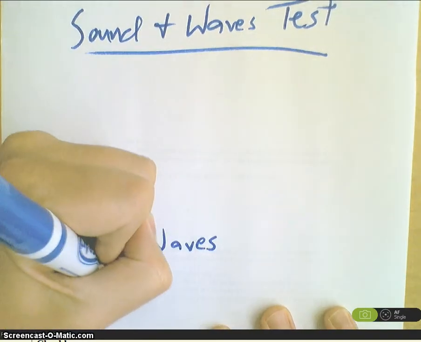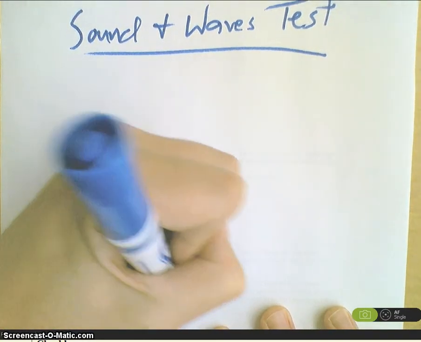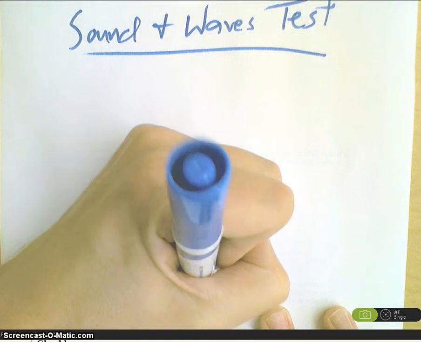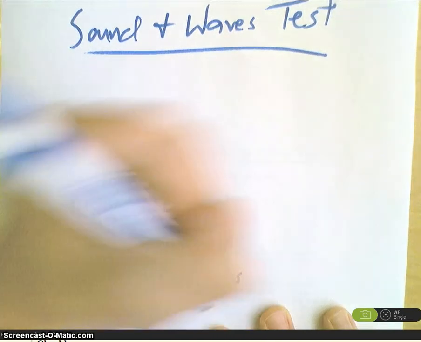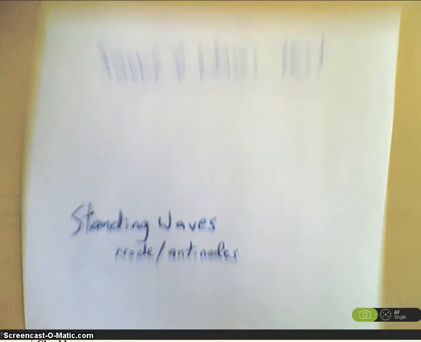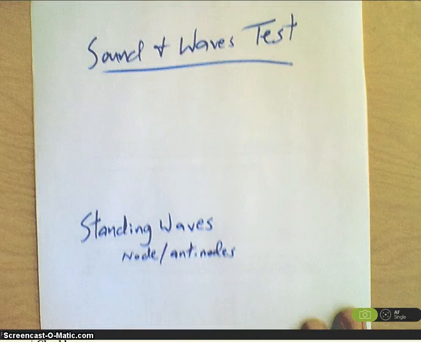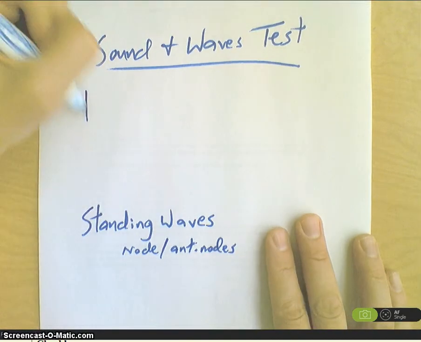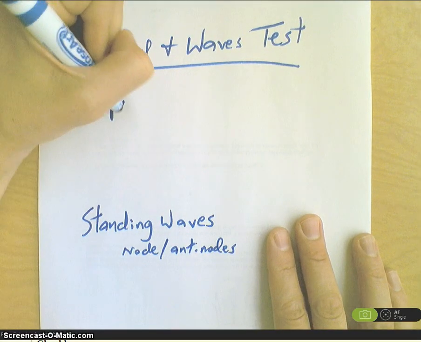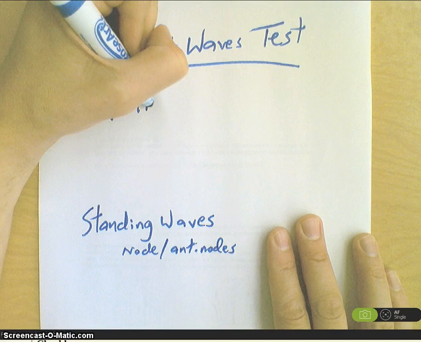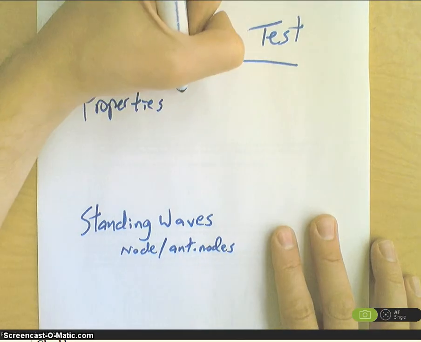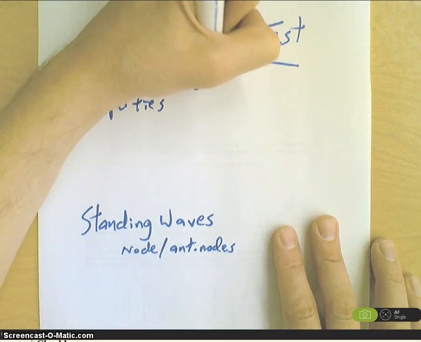Nodes. Antinodes. What else? Wave properties. What are the wave properties we have? Velocity.